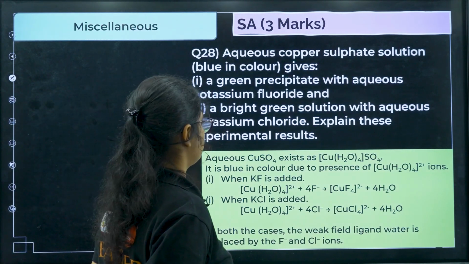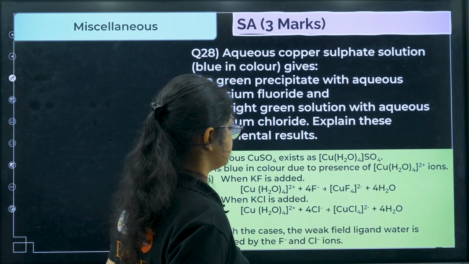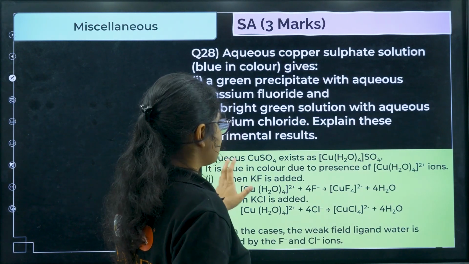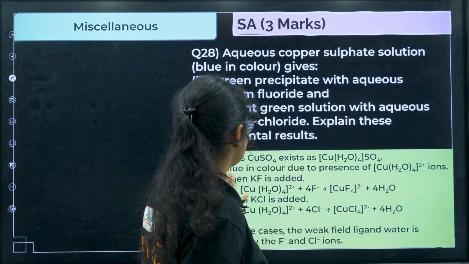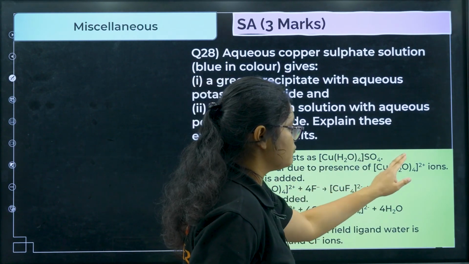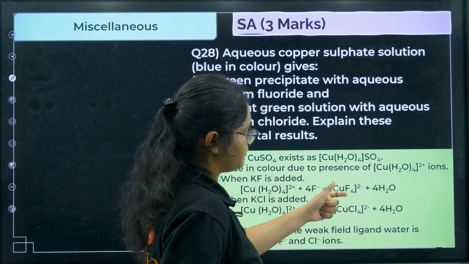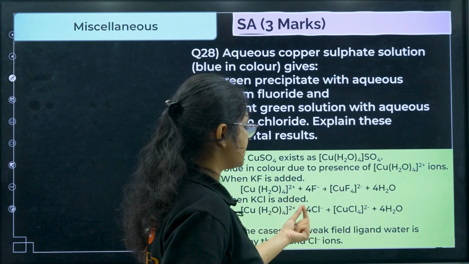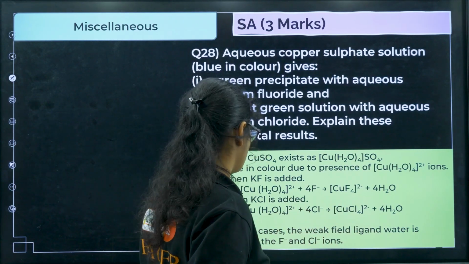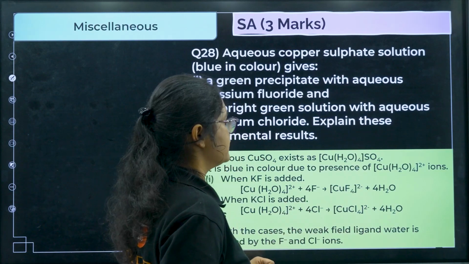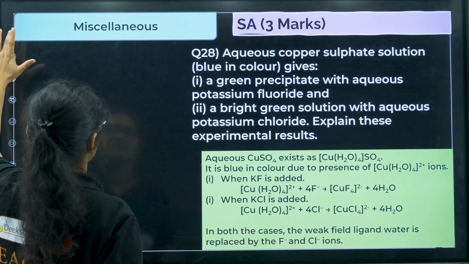Next, aqueous solution of copper sulfate gives a green precipitate with aqueous solution of potassium fluoride and a bright green solution with aqueous solution of potassium chloride. Explain these experimental results. Now see, aqueous copper sulfate exists as [Cu(H2O)4]SO4. It is blue in color due to the presence of water ligands. Now, when KF is added, what happens? This water is replaced with fluorine, and when KCl is added, the water is replaced with chlorine. In both cases, the weak field ligand water is replaced by fluoride and chloride ions. So, that is why there is a change in the color, because we have different ligands here.